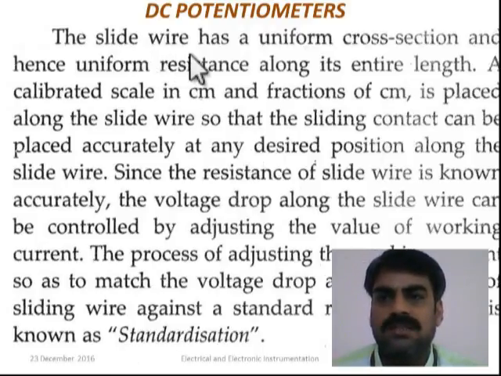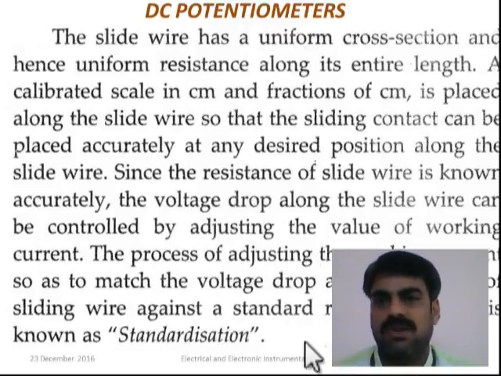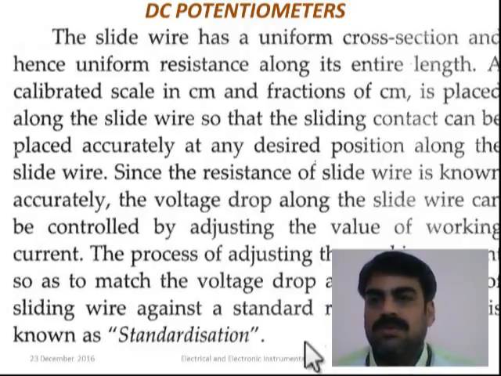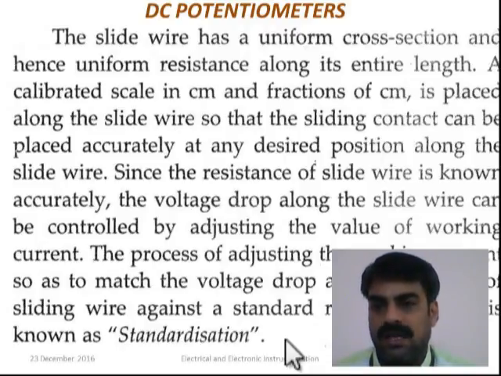Already I have mentioned that the slide wire has a uniform cross sectional area, and hence it has uniform resistance along its entire length. We have seen that in the circuit. The length of the wire is 200 centimeter, so the total resistance of that wire is 200 ohms. Because of that, what advantage are we getting? Since the resistance of the slide wire is known accurately, the voltage drop along the slide wire can be controlled by adjusting the value of the working current. The working current can be adjusted using the rheostat RH.